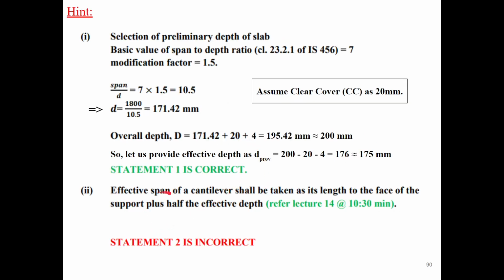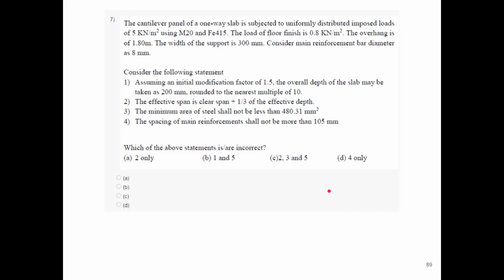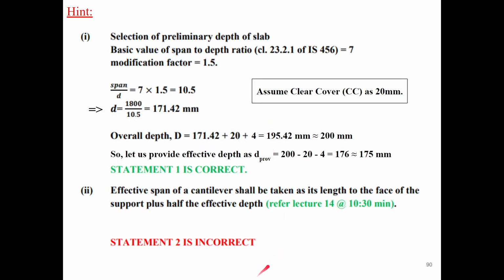So second statement: effective span of a cantilever shall be taken as its length to the face of the support plus half the effective depth. Okay, so effective span for a cantilever is length to the face of the support plus half the effective depth, because one end is free, right? So it is one half, not 1 by 3. So statement 2 is wrong.